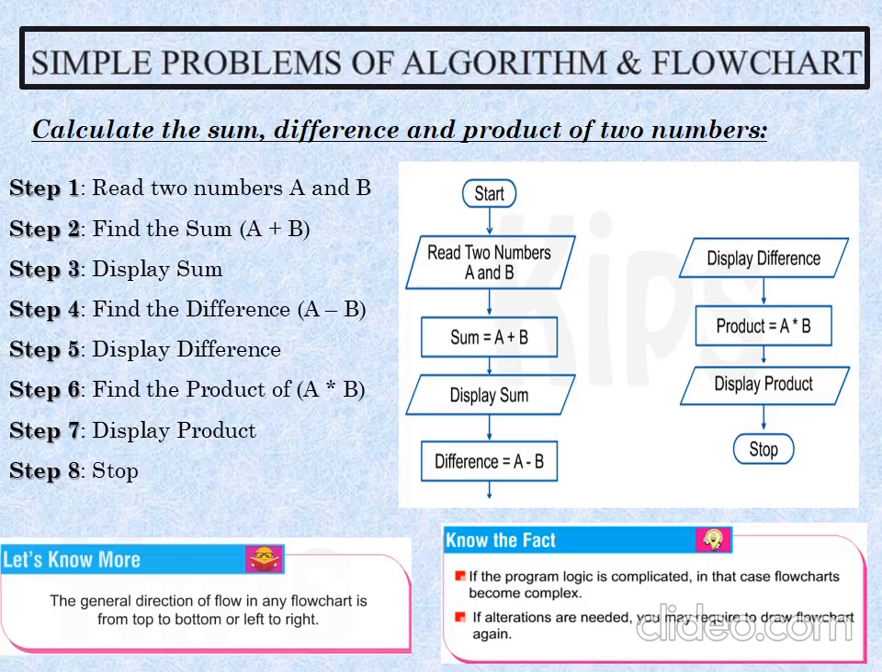Step 1: first we need to input the numbers. What numbers can we take? Two numbers. Let us imagine them as A and B. So read two numbers A and B. First, what do we need to calculate? Sum, which is addition. Step 2: find the sum A plus B.